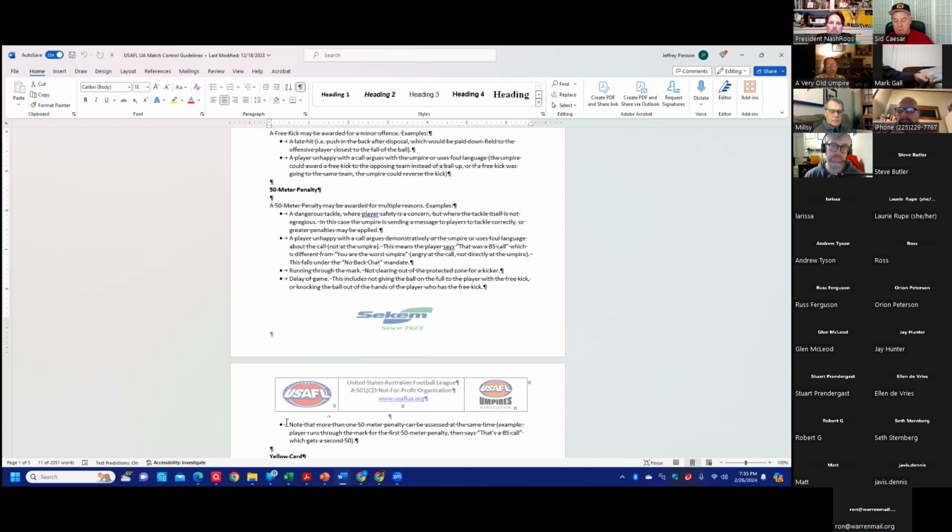So if somebody screws up and runs through the mark and they're not clearing the protected zone, there's a couple of different ways that can happen. They're in the zone. The player who has the free kick decides he wants to make a kick, or she makes a kick, starts to make that kick, and then the player who never cleared the 5-meter zone then turns and attacks the kicker. Since they never cleared the zone, they are not eligible to interfere with that kick. All those things are part of running through the mark, and that's an automatic 50. Again, 17 assistants will come to your aid.